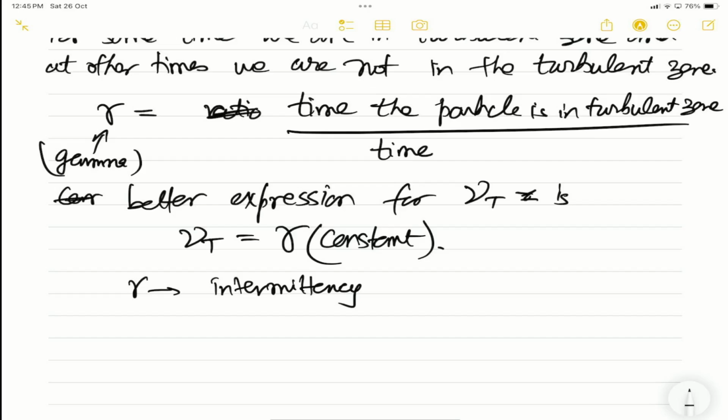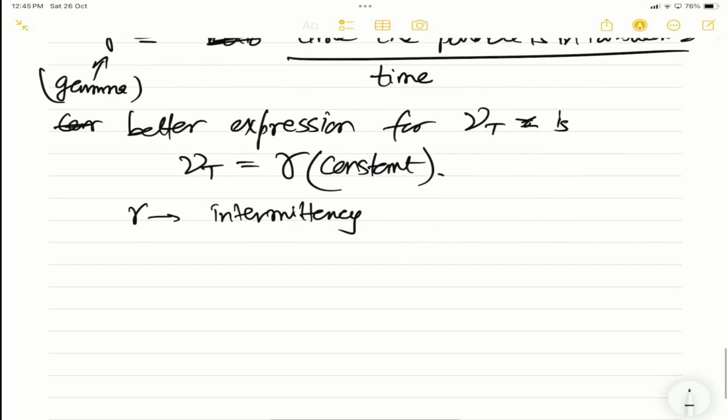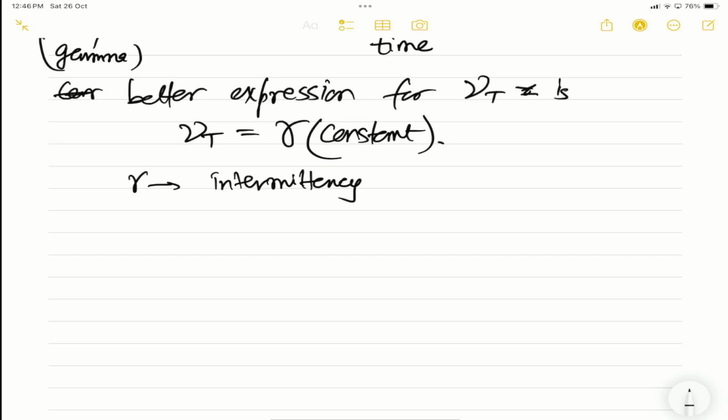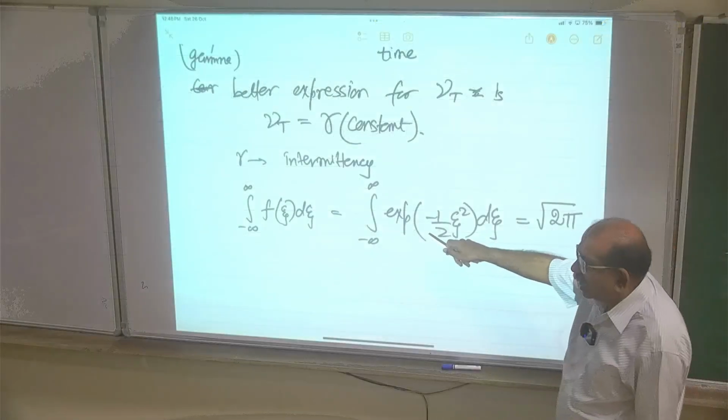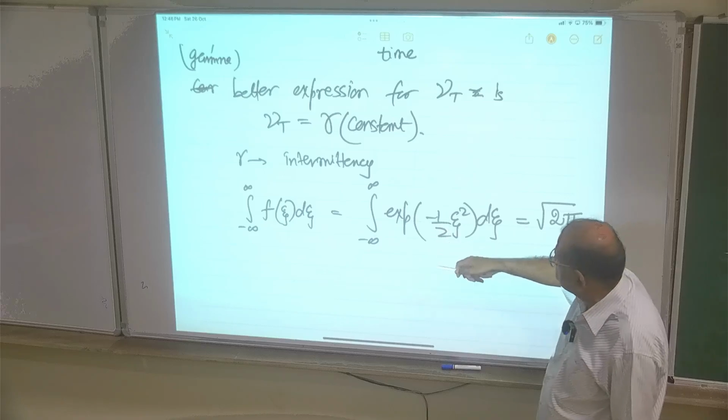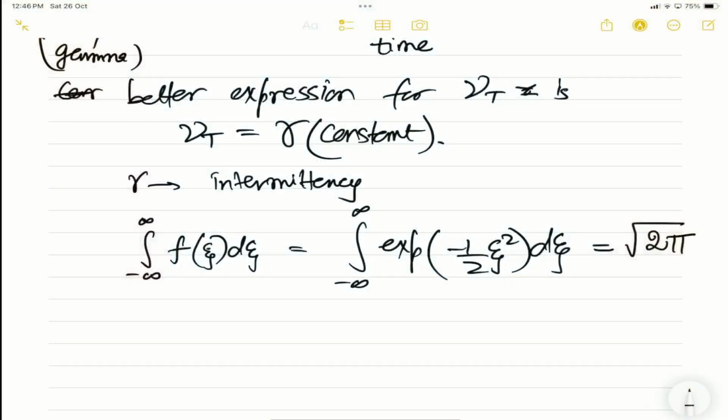So this time was probably to make it more physical. Now, also, let's see some more things we get. If we look at the integral from minus infinity to infinity of f of zeta d zeta, this is a definite integral, and we cannot find it in a closed form, but it is related to the error function, and these are tabulated values. This number turns out to be equal to root 2 pi.